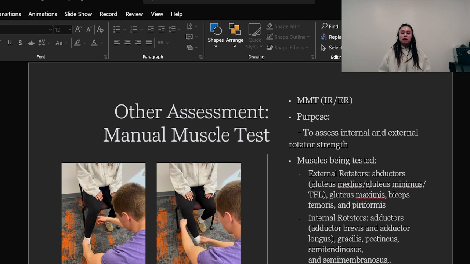And then for internal rotation strength, we're testing the adductors, so it's the adductor brevis, the adductor longus, and then also the gracilis, the pectineus, the semitendinosus, as well as the semimembranosus.